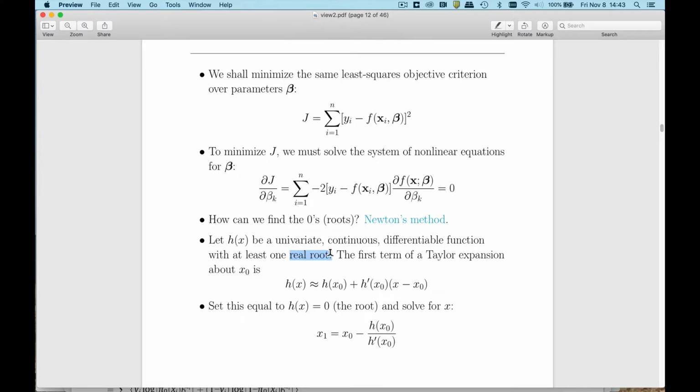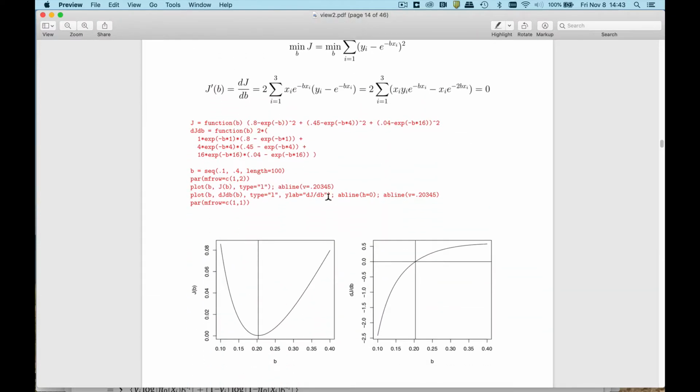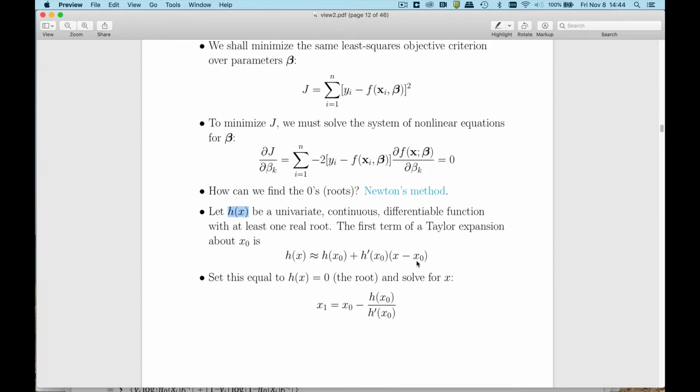Okay, so what you should be thinking here, what h is going to correspond to is the first derivative. Remember I said we want to find where the first derivative is a root. It's crossing the axis. But for now, I'm going to introduce a new symbol for it. We're going to call it function h.